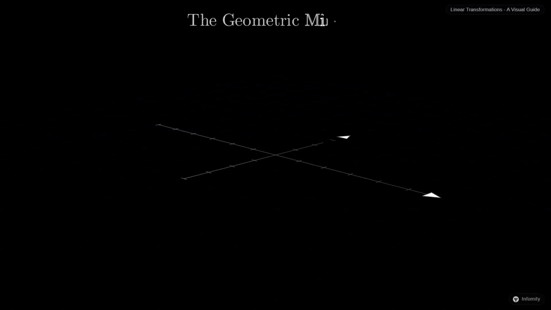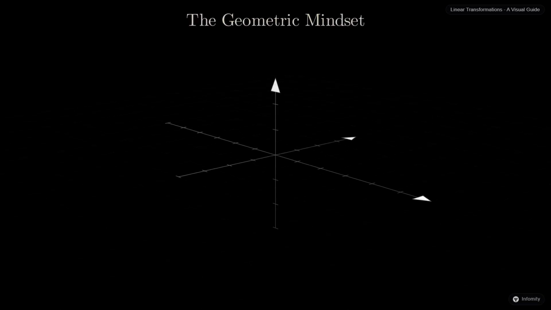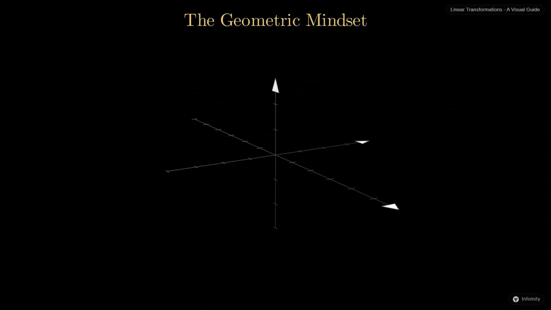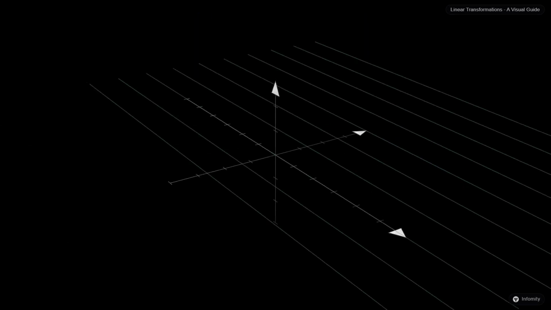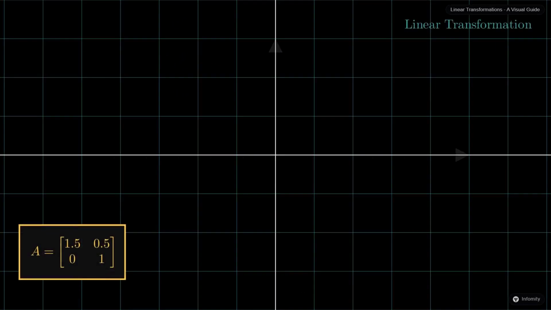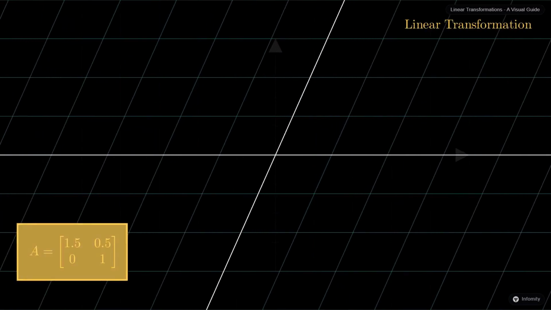You now understand that a matrix is not just a static grid of numbers. It is a dynamic instruction manual for warping space. When you see a matrix multiplication, you are watching a rubber sheet stretch, rotate, and slide.